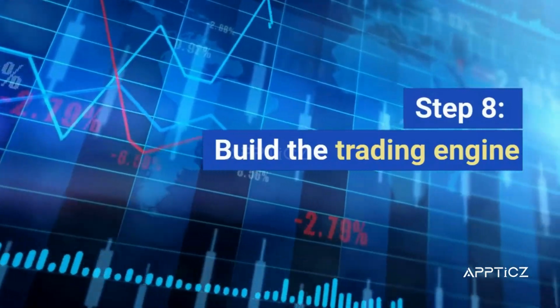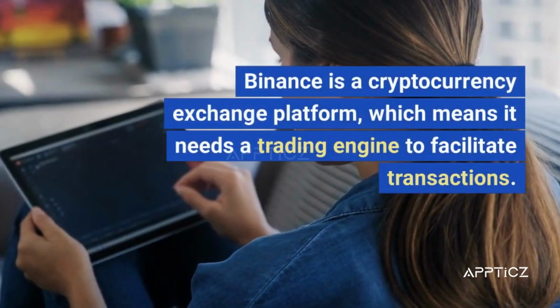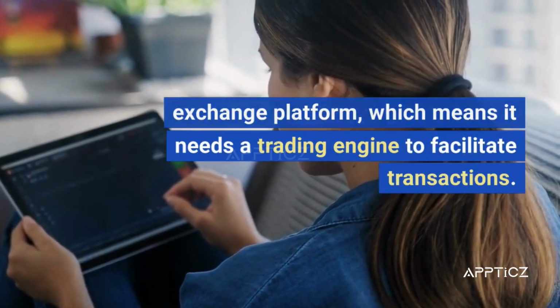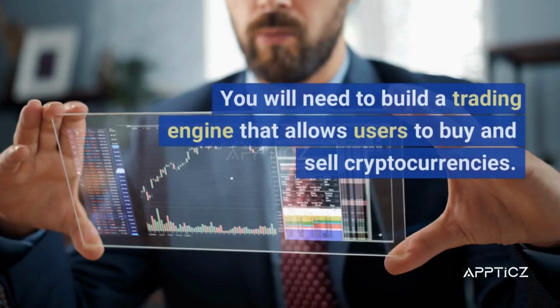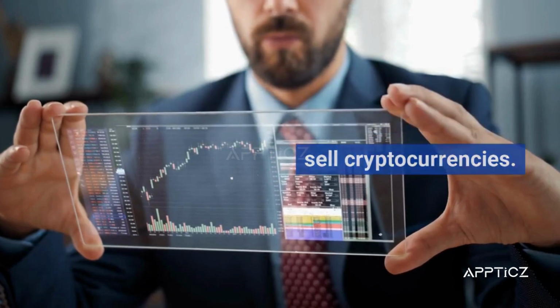Step 8. Build the trading engine. Binance is a cryptocurrency exchange platform, which means it needs a trading engine to facilitate transactions. You will need to build a trading engine that allows users to buy and sell cryptocurrencies.